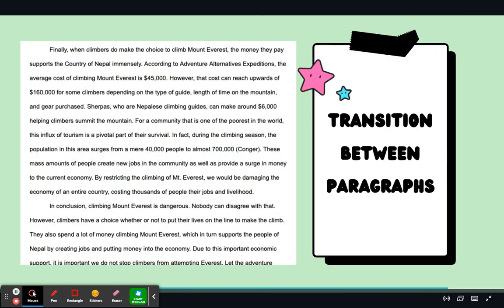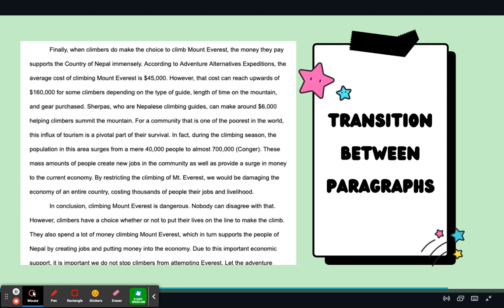The next place to use transitions is between paragraphs. And this is really important when you get into formal writing and have multiple paragraphs in your papers. So here's just a quick example of a paper that I wrote that includes different transitions, and you can see them in the paragraphs. So this is an argument paper, and as I bring it to a close, you can see that I use two different transitions.